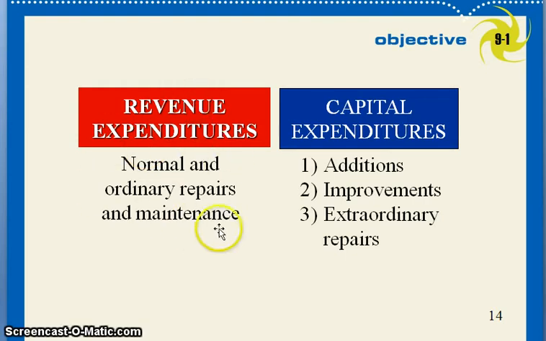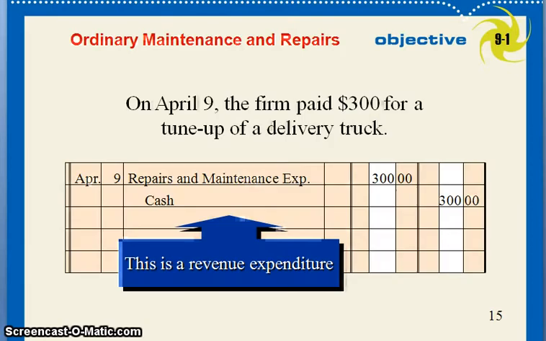Revenue expenditures are normal and ordinary routine and maintenance expenses. Capital expenditures are when you're buying something new, you're improving something, or you're making a significant repair to it. So let's see what that looks like for journal entries. In this example, on April 9th, the firm paid $300 for a tune-up of a delivery truck.